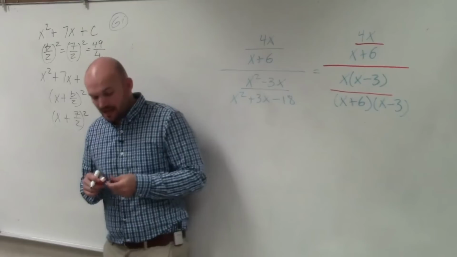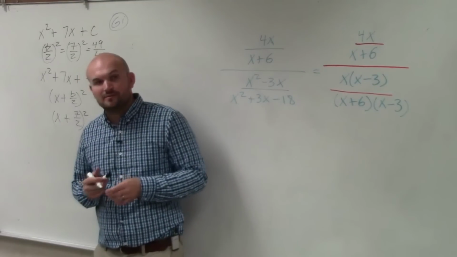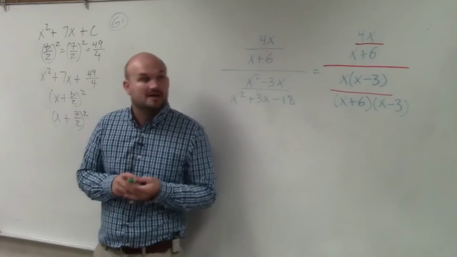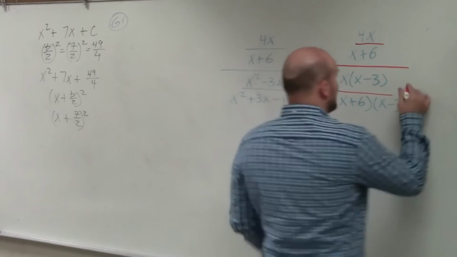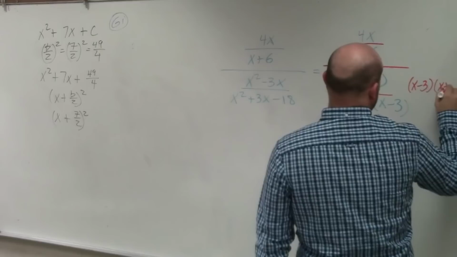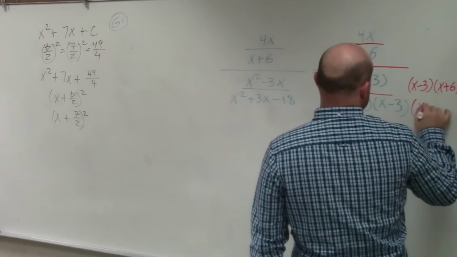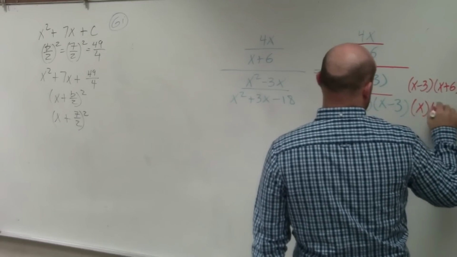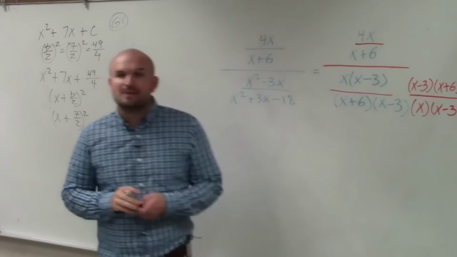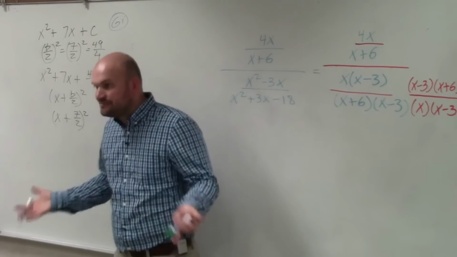Now, basically, what I try to reiterate for everybody is whenever you're trying to get a fraction off the denominator, the best thing to do is multiply by its reciprocal. So I'm going to multiply by x minus 3 times x plus 6 over x times x minus 3. The reason why multiplying by its reciprocal works is that division property.